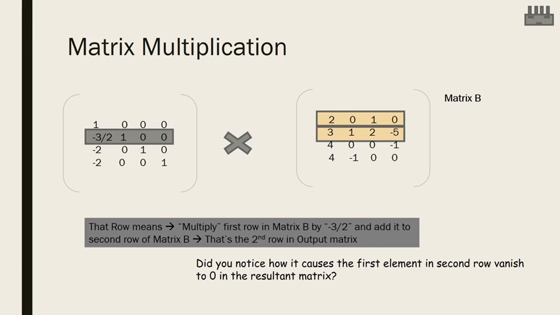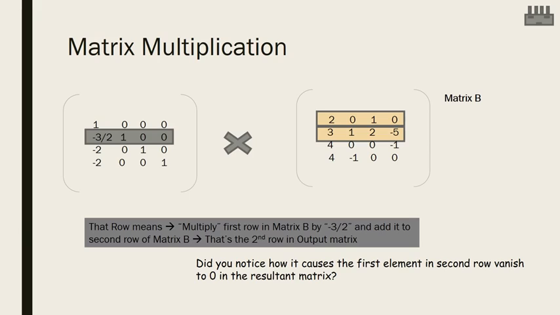Now look at this. So I would have minus 3 by 2, 1 and followed by two zeros, right? So what is this minus 3 by 2 doing here? What it says is take the first row in matrix B, which is 2 0 1 0, multiply it by minus 3 by 2 and add it with one weight of row 2, which is 3 1 2 minus 5. So that will form the second row in your output matrix.